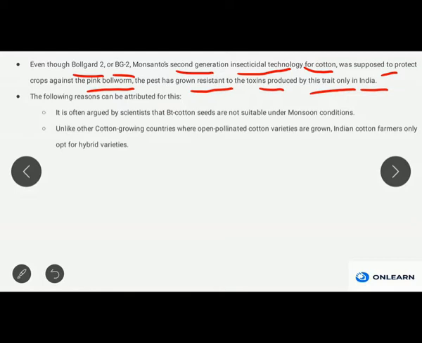And the following reasons can be attributed for this. It is often argued by scientists that Bt cotton seeds are not suitable under monsoon conditions, that is the Indian climate. Unlike other cotton growing countries where open pollinated cotton varieties are grown, Indian cotton farmers only opt for hybrid varieties. So we are basically focusing on hybrid varieties because of their much higher yield. And that is the problem here.